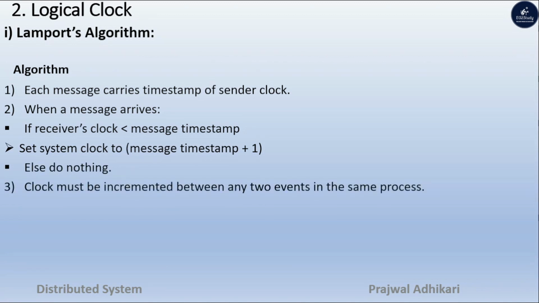We will read this and understand it in the example. First of all, each message carries the timestamp of the sender's clock. All the messages will carry the timestamp of the sender's clock. When the message arrives, if the receiver's clock is smaller than the message timestamp, set the system clock to message timestamp plus 1. Otherwise, do nothing. The clock must be incremented between any two events in the same process. If the time is changed by this, then the clocks must be incremented in the same process.